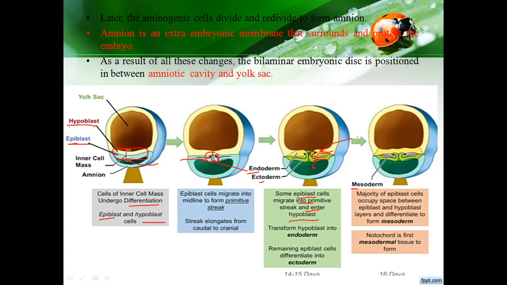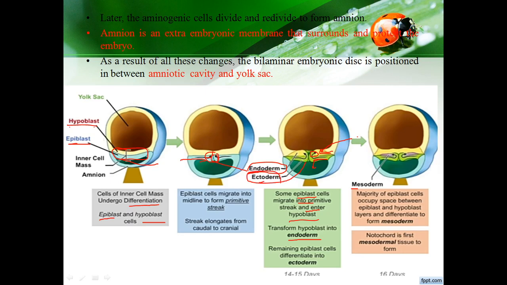What happened after the transfer? These epiblast cells moved into the hypoblast. The result is what? There is a formation of the endoderm. There is a formation of this layer, which is called the endoderm, and the remaining cells of the epiblast function as the ectoderm.